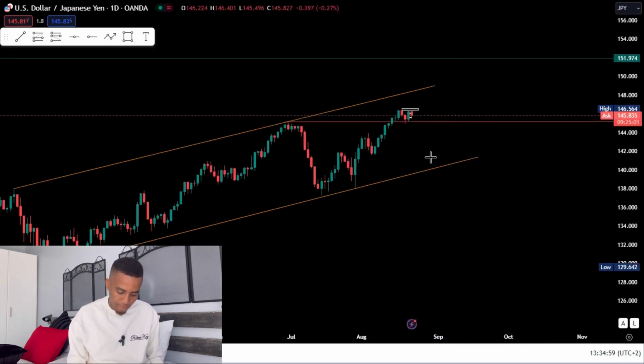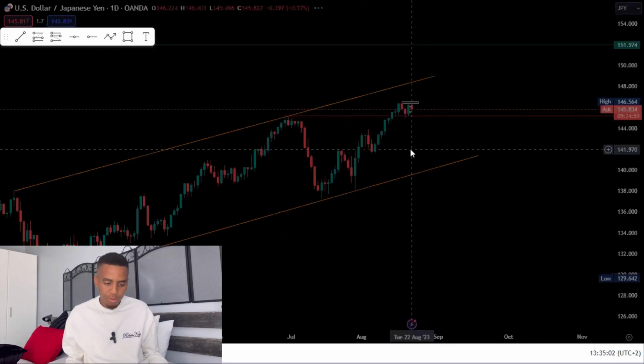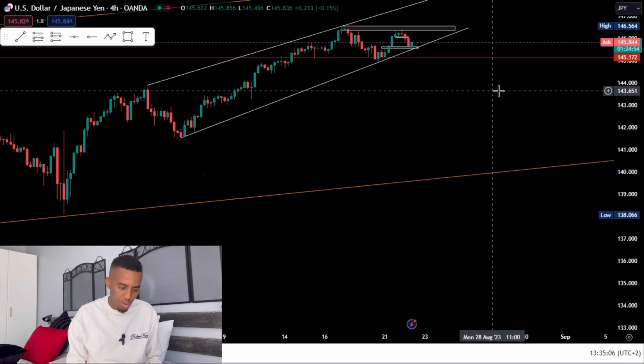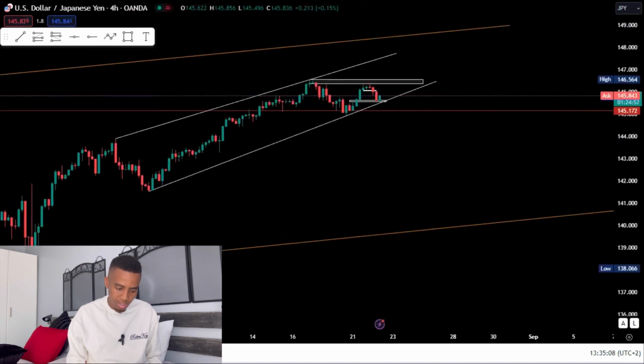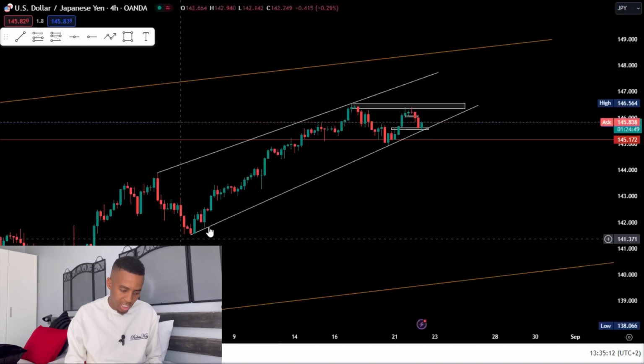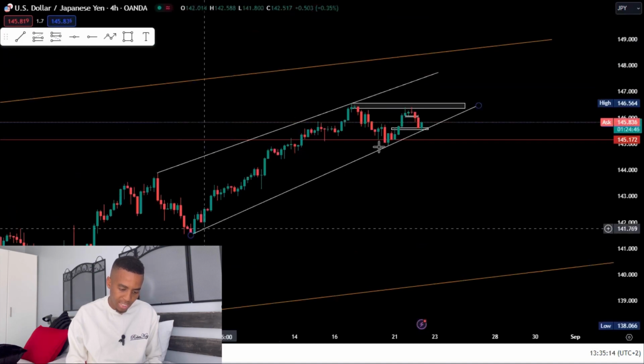Then from there I move to my 4-hour chart. My 4-hour chart, what do we do? Inside trends. Inside trends, I've got these touches here, right? I've got my 2nd touch here.